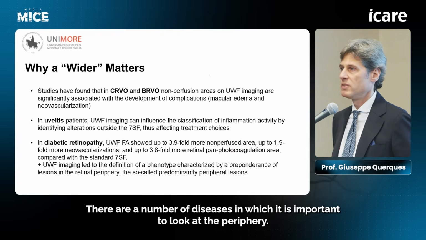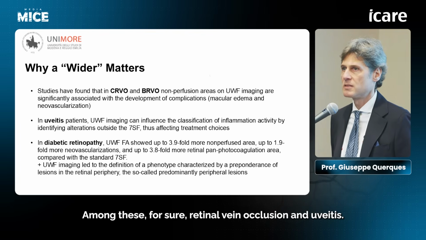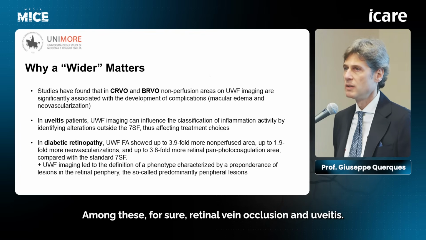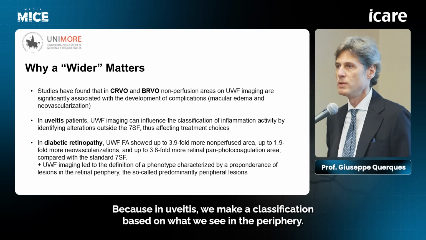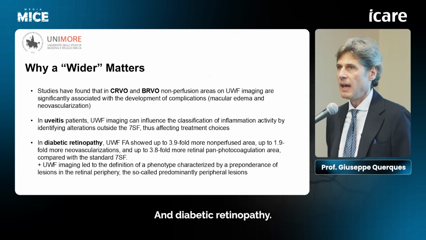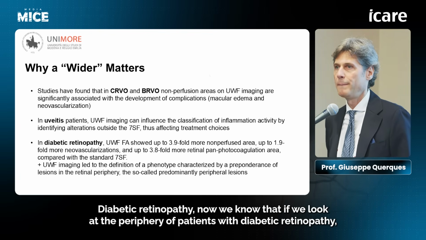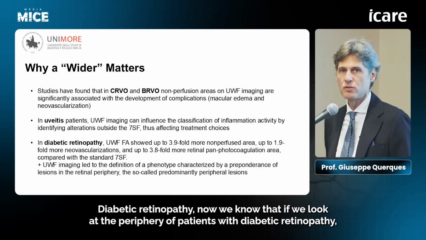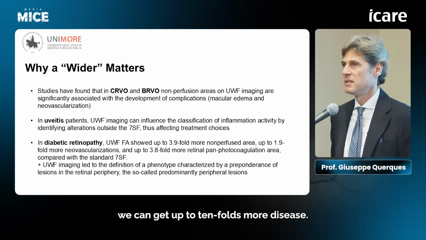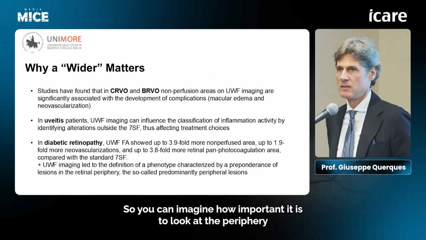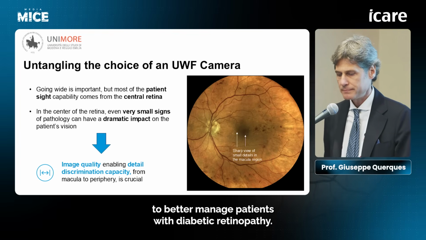There are a number of diseases in which it's important to look at the periphery. Among these, for sure, retinal vein occlusion and uveitis, because in uveitis we make a classification based on what we see in the periphery. And diabetic retinopathy. Now we know that if we look at the periphery of patients with diabetic retinopathy, we can get up to 10-fold more disease. So you can imagine how important it is to look at the periphery to better manage patients with diabetic retinopathy.